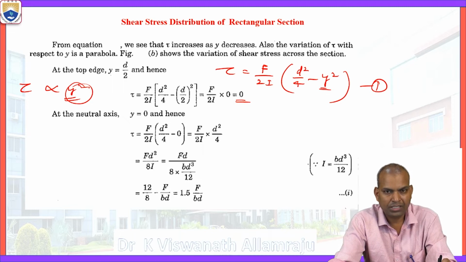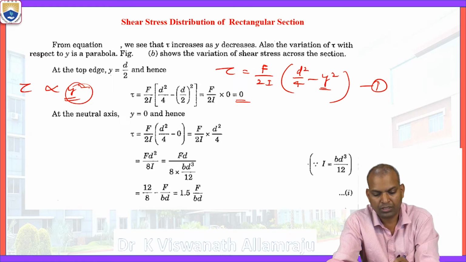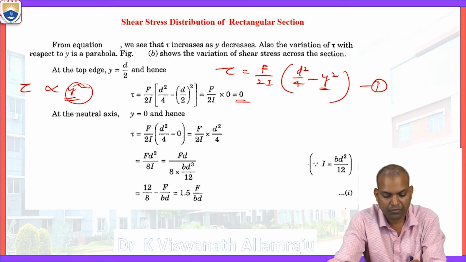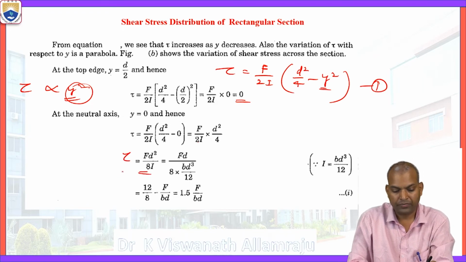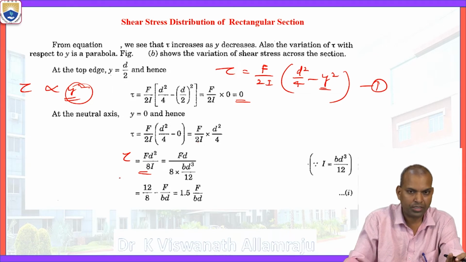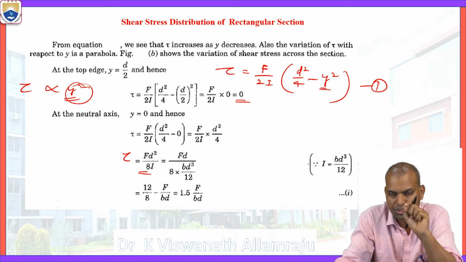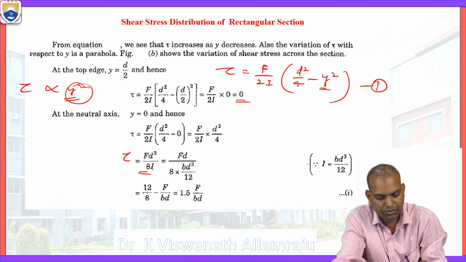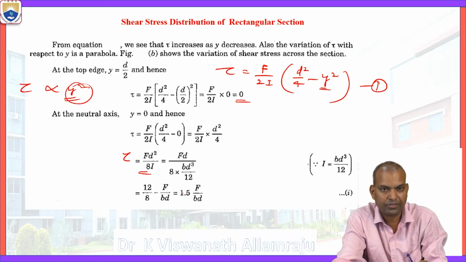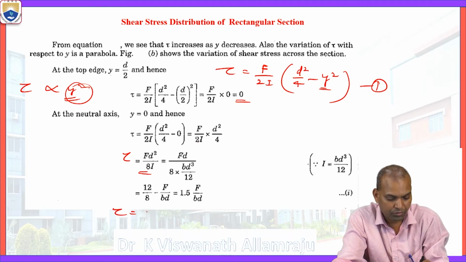And at the neutral axis, y equal to 0. If we substitute y equal to 0, then at the neutral axis it is F d square by 8I, where I is the moment of inertia of the rectangular section about the neutral axis parallel to the x-axis, that is b d cube by 12. Substitute b d cube by 12 in the place of I, then simplify it. Then the simplification comes to 1.5 times F by bd. Tau equal to 1.5 times F by bd.